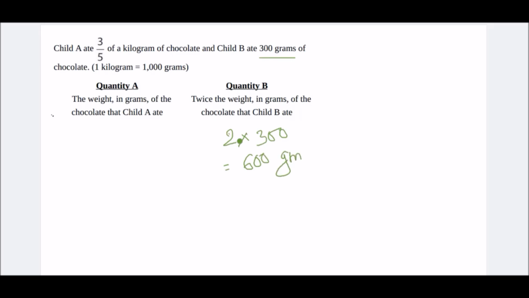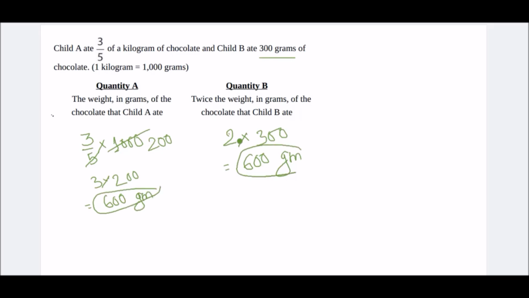So now for quantity A, we have to find out 3/5 part of a kg, right? So 1 kg is equal to 1000 grams. Solve it. 5 times 200 will be 1000, and 3 into 200 will become 600 grams. Quantity A and quantity B are both equal. So for the equal condition, we have to choose option C.